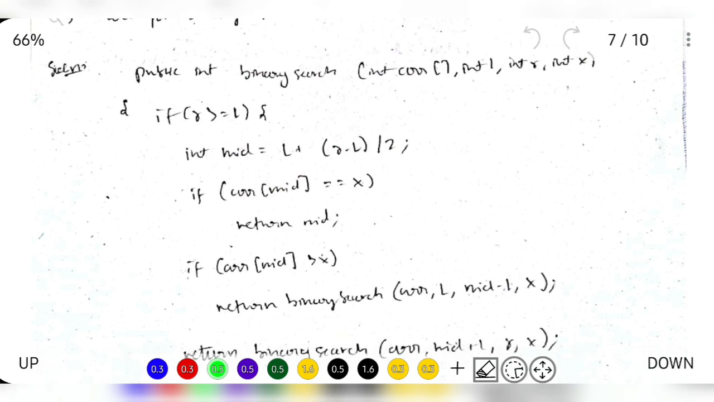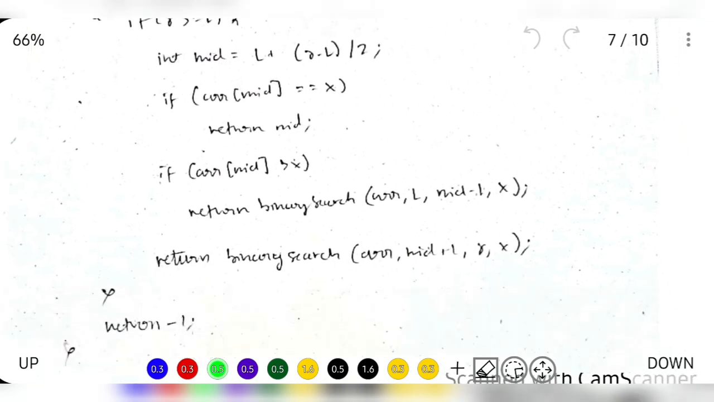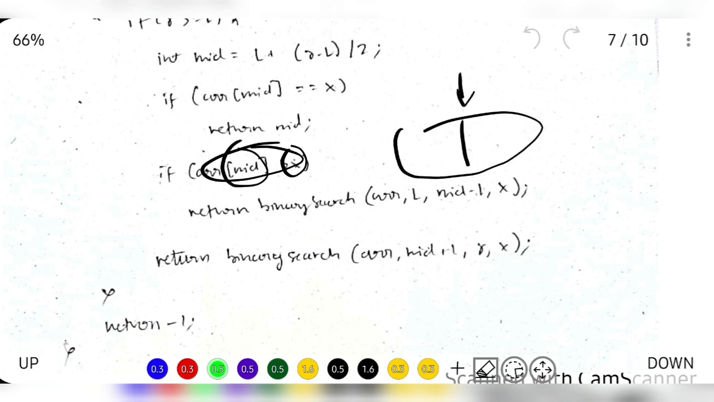Firstly, if R is greater than L, the right part should be greater than the left part, then only we'll be searching it. Mid will be L plus (R minus L) by 2, that is the same as (L plus R) by 2. And if arr of mid is equal to x, which you are searching, then return the mid, which is the index. Else, if the element in the middle is greater than the element which we want to find, that means the element lies in this part, right?